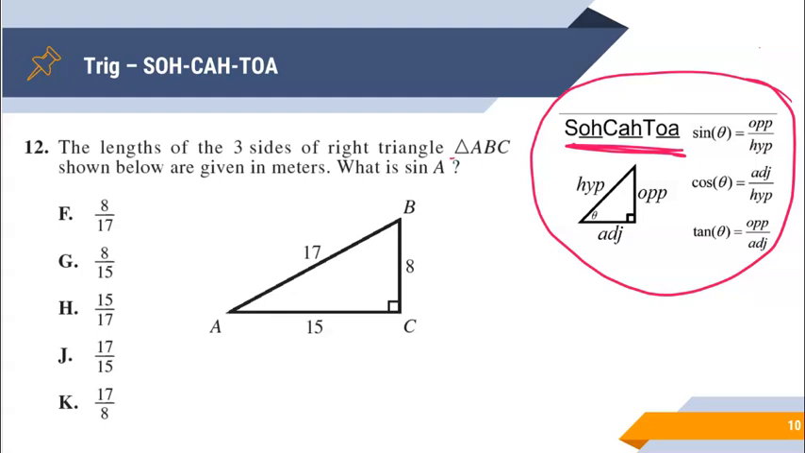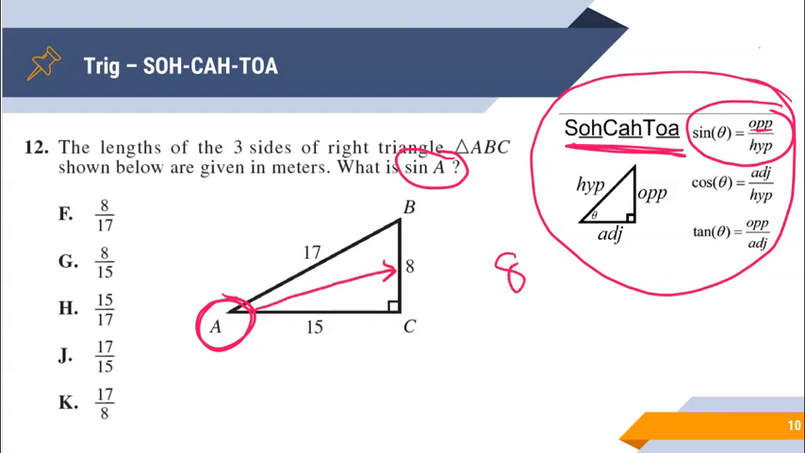So on this one, if I were to figure out the sine of angle A, here's angle A right here. Sine is opposite. So what's opposite of A? 8 over the hypotenuse, which is 17. So number 12 should be 8 over 17, or choice F.